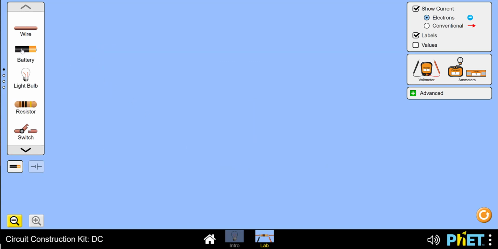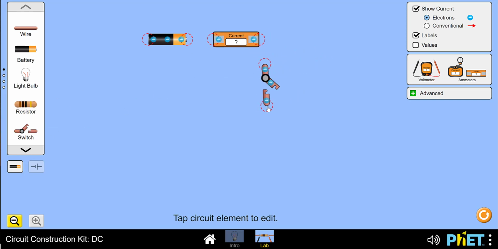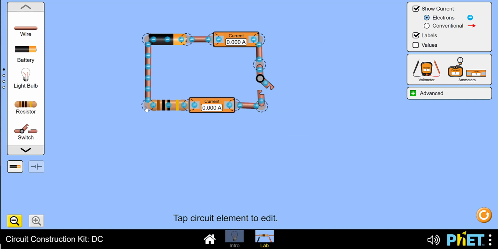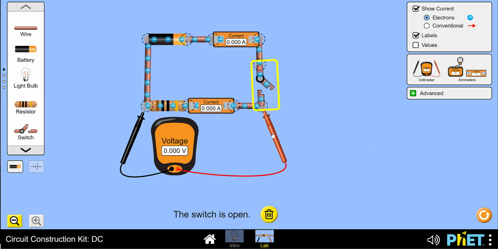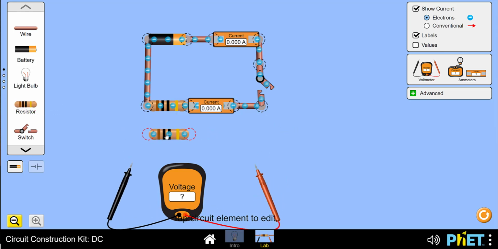We can also build a circuit to check the equivalent resistance of resistors in parallel. We begin by adding a second resistor and another ammeter so that we can check the current through each individual resistor as well as the current through the battery.